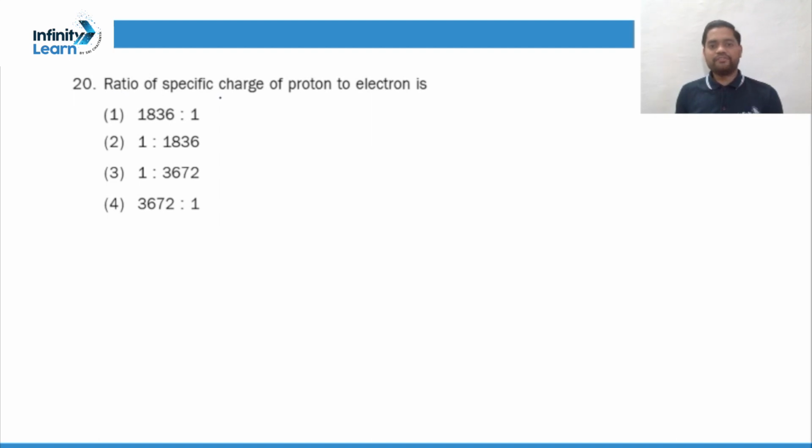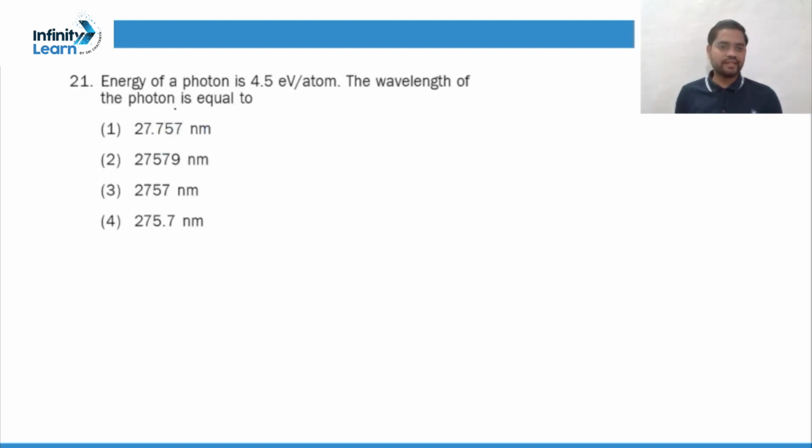The ratio of specific charge of proton to electron, and we know that it has to be about 1 is to 1836. Clear? Next, energy of a photon is 4.5 electron volt per atom.